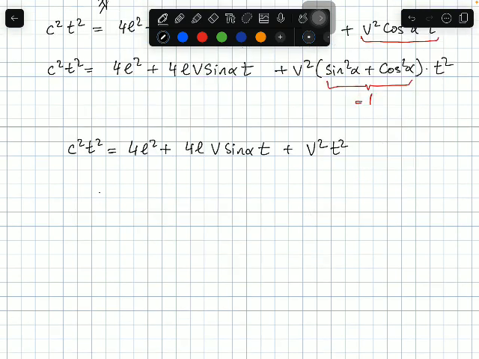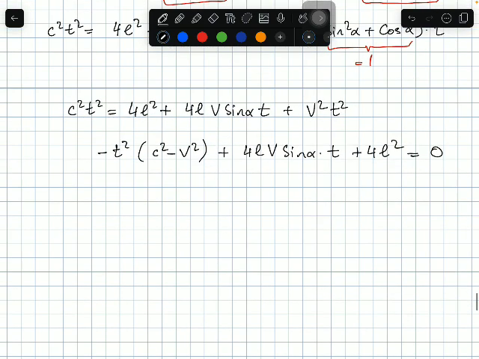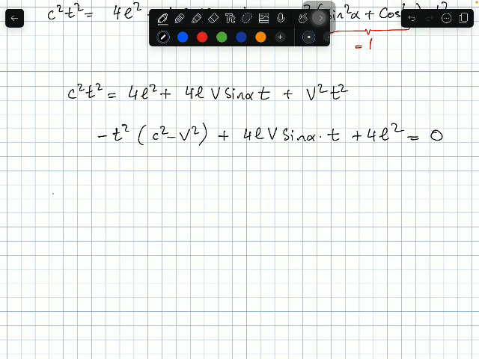So let's write down the quadratic equation as minus t squared (c squared minus v squared) plus 4l v sine alpha times t plus 4l squared equals 0. So this is our quadratic equation in terms of t. So we have to find the t. t is the time until the driver hears his own echo.